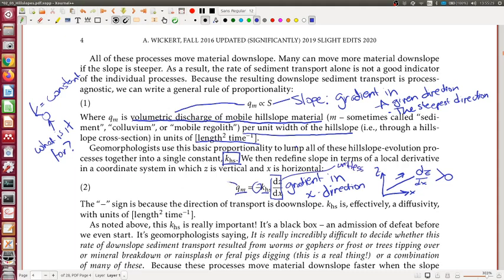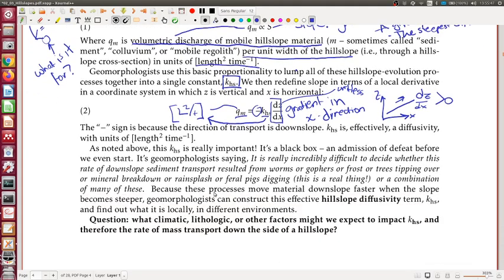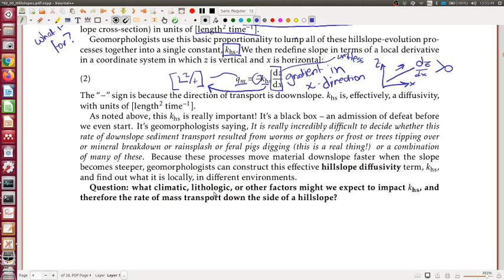But then this has units of length squared per time, meaning that this constant must also have units of length squared per time, which is the units that a diffusivity has. And so we talk about this term also as the hill slope diffusivity, even though it's not yet in a diffusion equation. And so this equation right here is totally analogous to something like Fourier's law of thermal conduction, if you've learned that before.